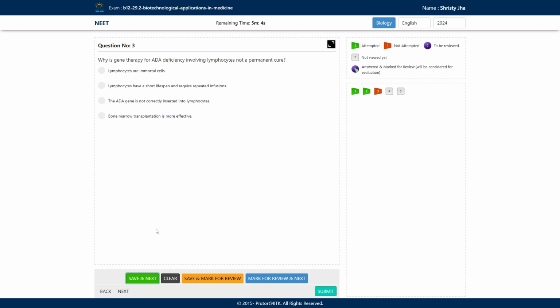So the next question says, why is gene therapy for ADA deficiency involving lymphocytes not a permanent cure? This question is not from today's class, but still we will answer it. We know what gene therapy is.